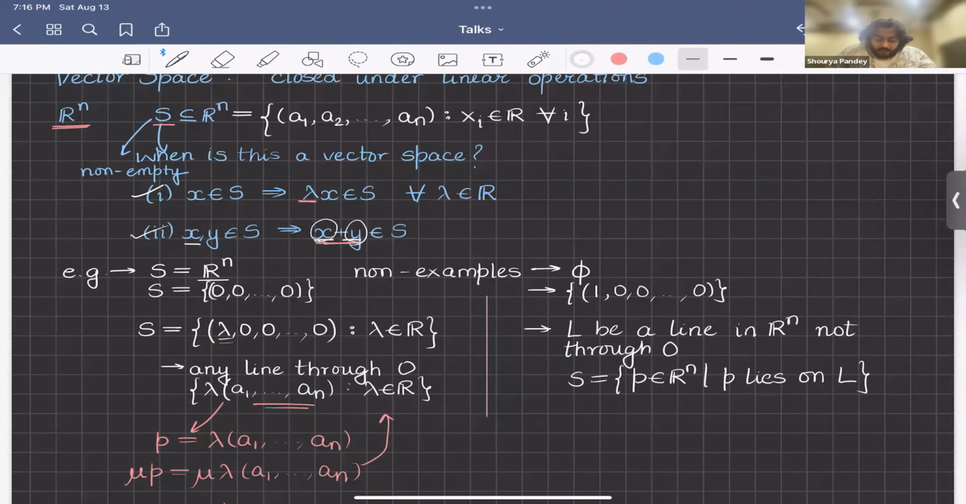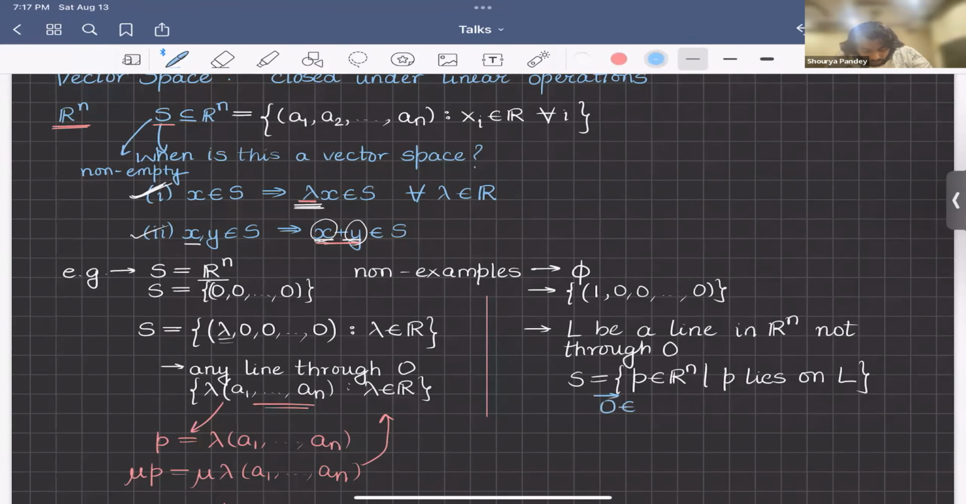So notice that a line not through O cannot be a vector space, because if I take lambda to be 0 here, then it compels 0 to be in the set. So any vector space must have 0 because it's non-empty. And if you take lambda to be 0, then this condition implies that the origin must be a part of the set. So this is a non-example.